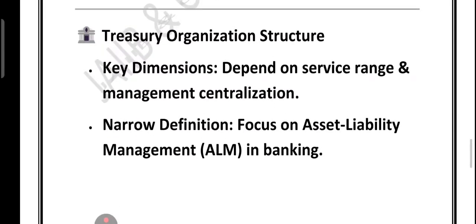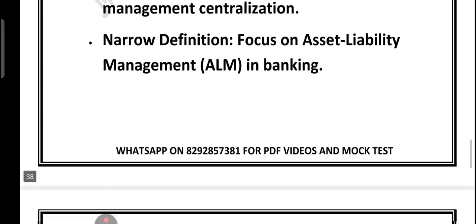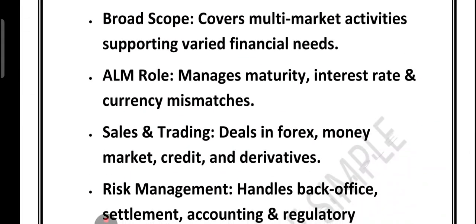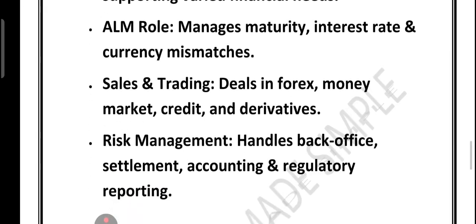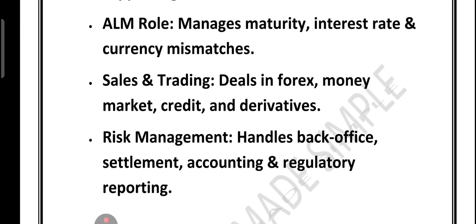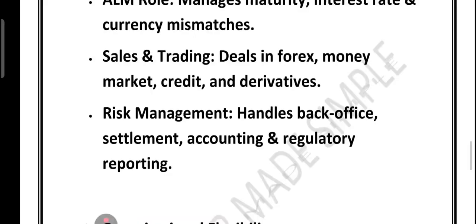You know it very well that it depends on the service range and management centralization. So the treasury organization structure focuses on asset liability management. That's called ALM. Then we have ALM role. The ALM role is to manage maturity, interest rate, currency mismatch. And sales and trading deals in forex, money market, credit and derivative. Risk management handles back office operation, settlement, accounting and regulatory reporting.